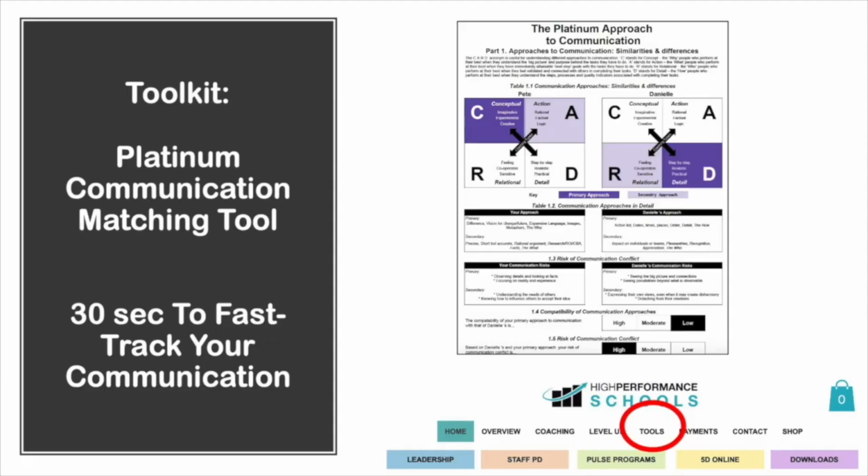A way you can short circuit that process, if you can't always listen out, is a little tool on our website called the Platinum Communication Matching Tool. It's a 30-second hack where you key in what you think the other person's needs are and quickly get a bit of a plan about the platinum approach.